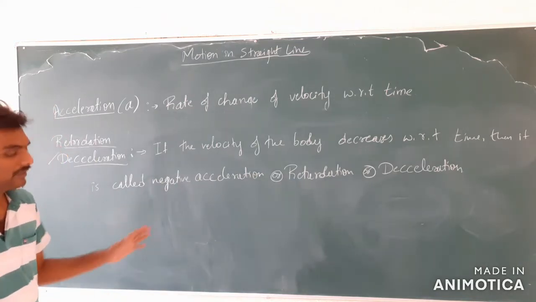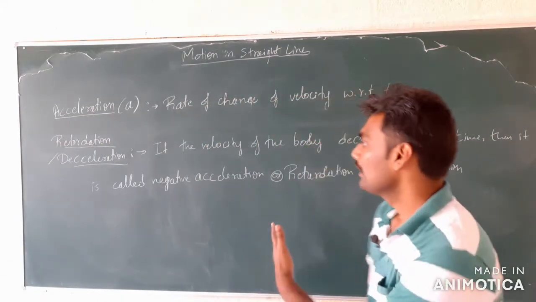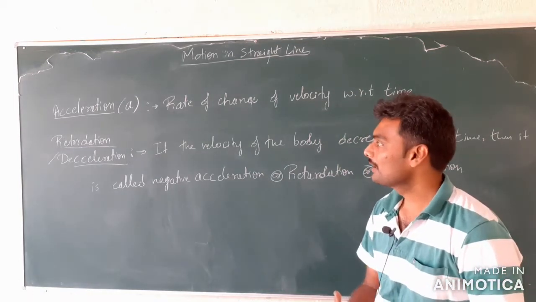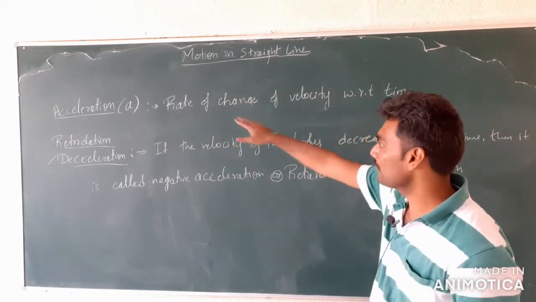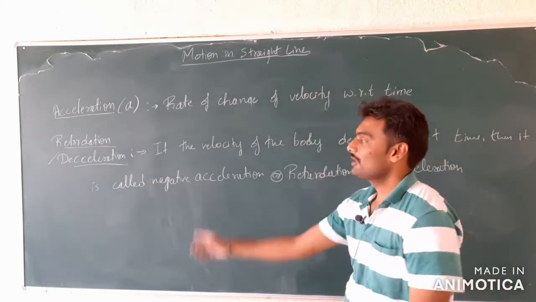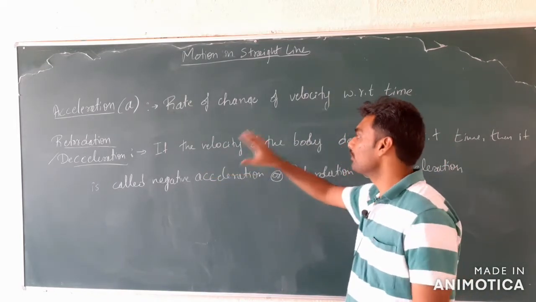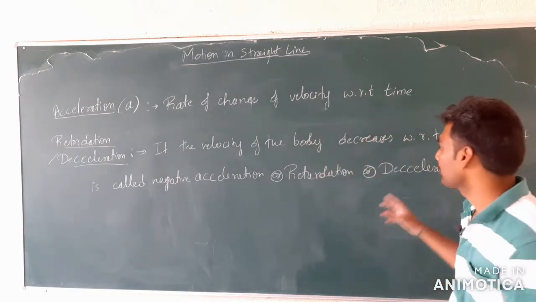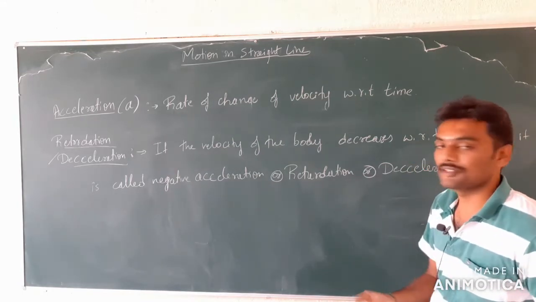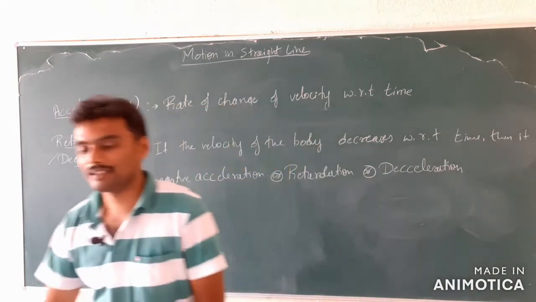Very simple. If the velocity of the body decreases with respect to time, then it is called negative acceleration or retardation. So this is the general definition: rate of change of velocity with respect to time is the general definition of acceleration. But when it comes to the specific definition of deceleration or retardation, it is defined as, if the velocity of the body decreases with respect to time, then the motion is called decelerated motion or retardation. Clear? So it is also called negative acceleration.